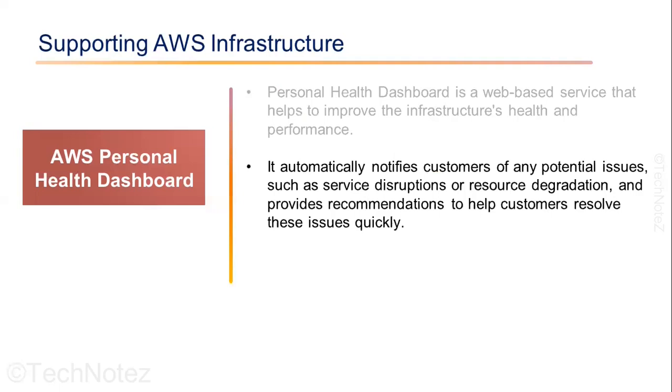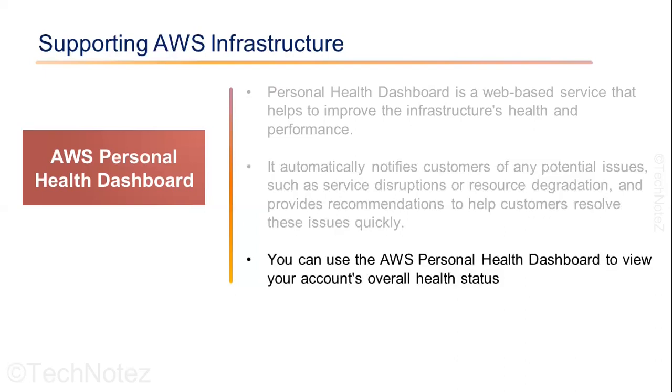It notifies about any potential issues such as service disruption or resource degradation and provides recommendations to customers to resolve these issues quickly. Customers can use the AWS Personal Health Dashboard to view their account's overall health status, review the notifications and alerts, and manage their AWS resources. They can also customize the dashboard settings and filters to receive alerts for specific services or resources. The AWS Personal Health Dashboard is free to use and available to all customers. Customers can access the dashboard through the AWS Management Console, AWS CLI, or AWS SDK.